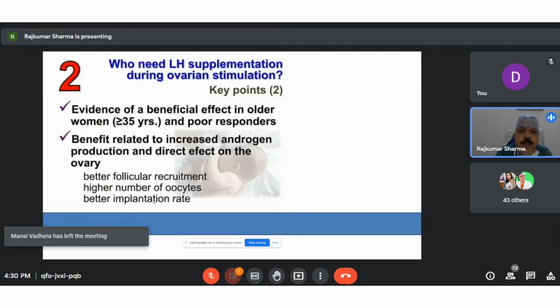So who needs LH supplementation during ovarian stimulation? Evidence shows a beneficial effect in older patients and poor responders. The benefit is related to increased androgen production and also a direct effect on the ovary for better follicular recruitment, a higher number of oocytes, and a better implantation rate.